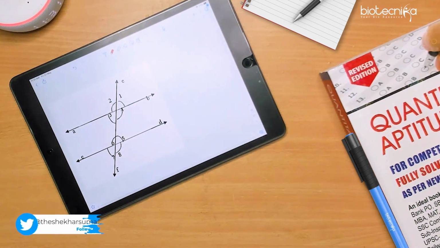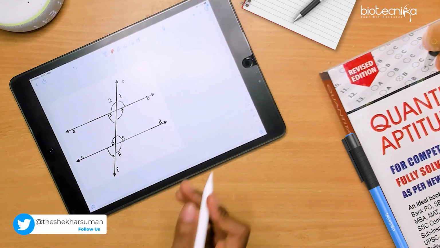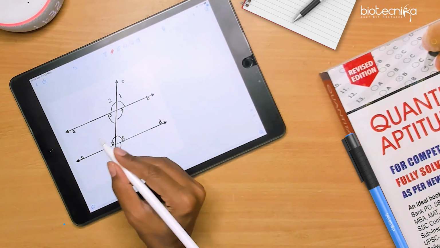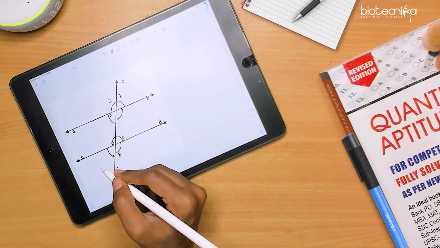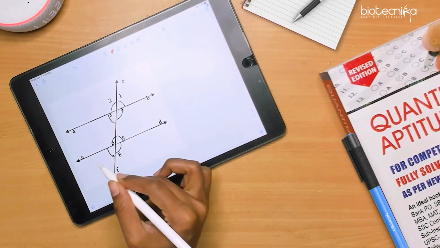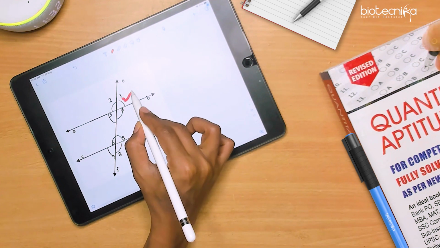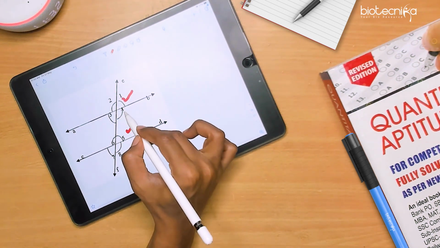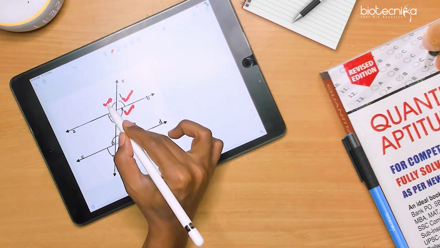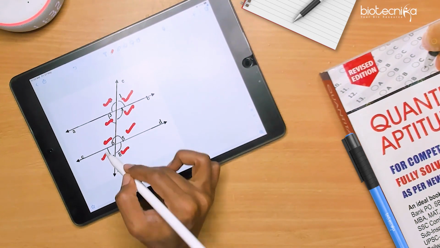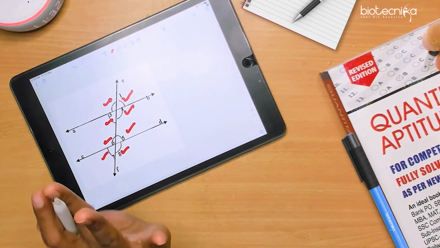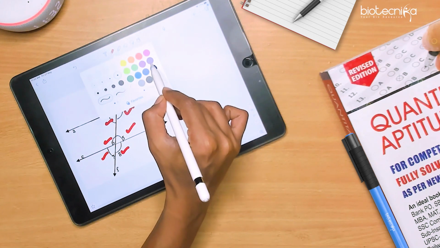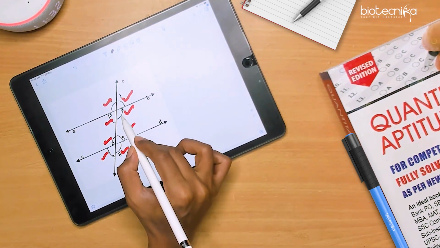Then if you have a transversal line cutting parallel lines, so in this case, the two parallel lines AB and CD are cut by EF. So then the corresponding angles, that is 1 will be equal to 5, 4 will be equal to 8, 2 will be equal to 6 and 3 will be equal to 7. Also alternate interior angles are equal. So that is 3 and 5.